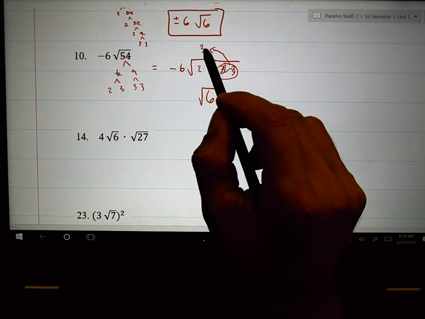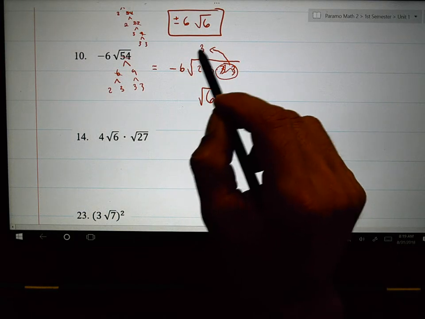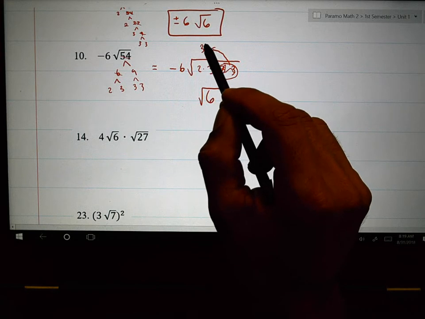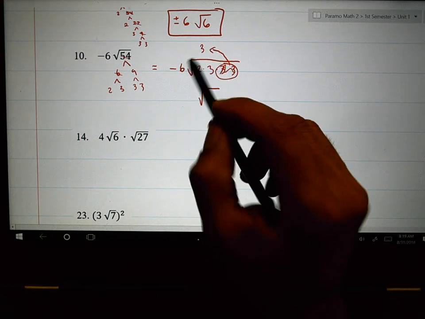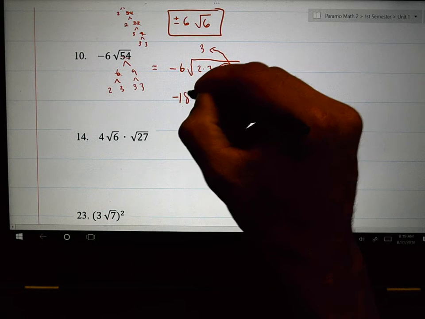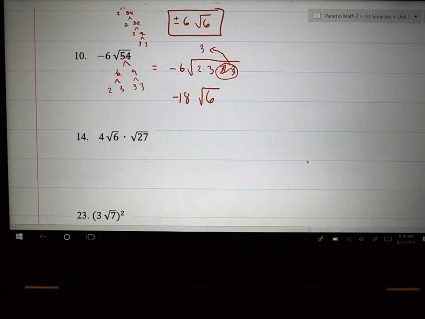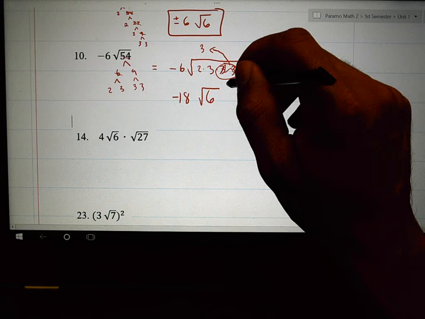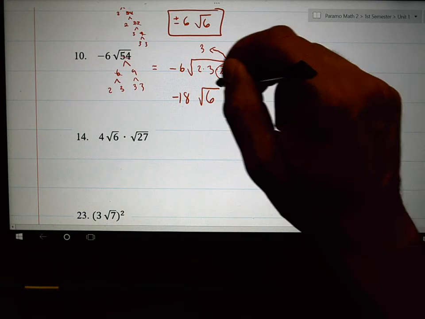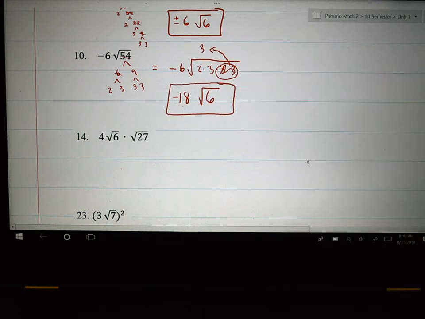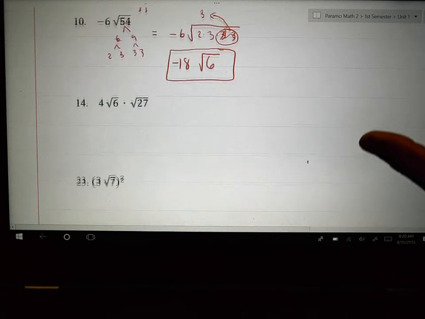Now this 3 that broke out, what does it do with this -6? It always multiplies. Outsides multiply outsides. So in front, I have -18, because 3 times -6 is -18. There's nothing else you can do with this particular problem. Your final answer for number 10 is -18 root 6. So far, does it seem that it's pretty simple? Good. I hope you're on the same page as me with that.